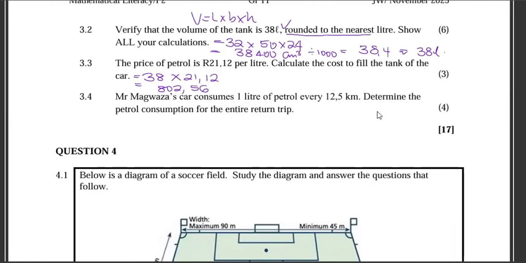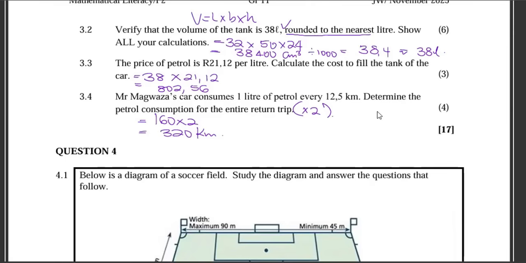Mr. Mungwanzi has a car, okay? The car consumes 1 liter of petrol every 12.5 kilometers. Determine the fuel consumption for the entire trip. Entire return, you understand? That means the trip you're going to multiply by 2. So if the trip is 160 going, meaning we are going to say the total distance covered is what? 320 kilometers. You see that?